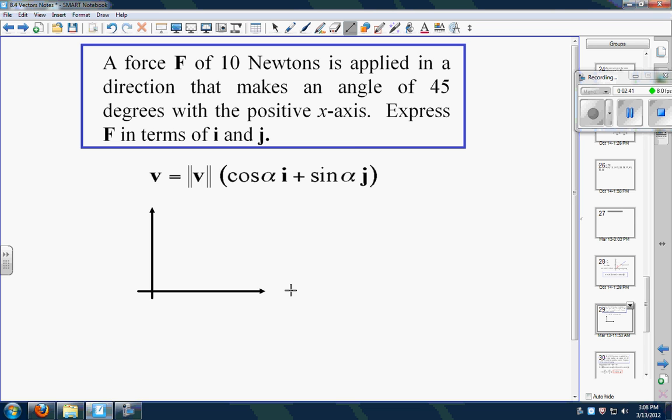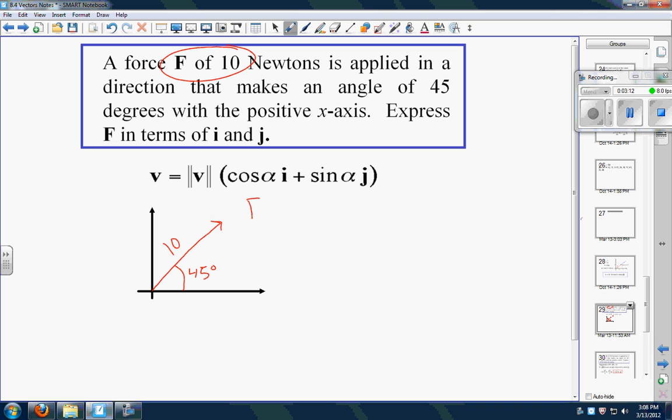Now, we're not sure which way this force vector is applied. Let's just assume it's going this way. So you're pushing straight up on something like this. Here's your alpha of 45 degrees. They're giving you the force with it, so that's directly giving you the magnitude. So this guy's got 10 newtons. Write the force vector in terms of i and j.